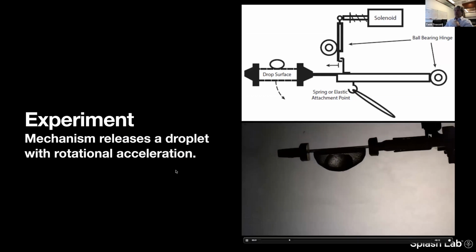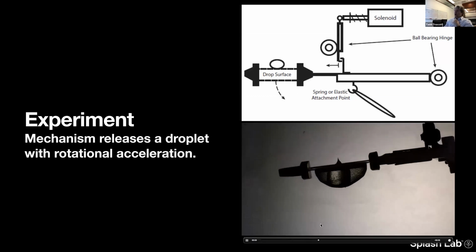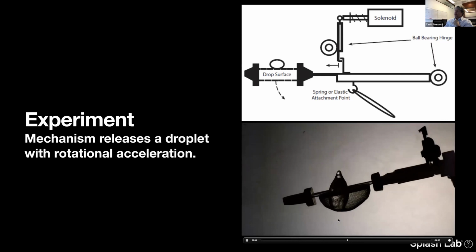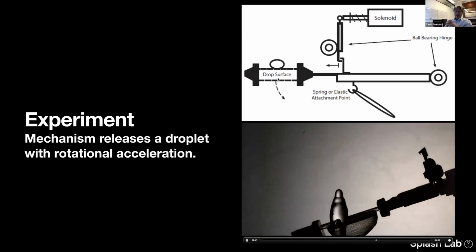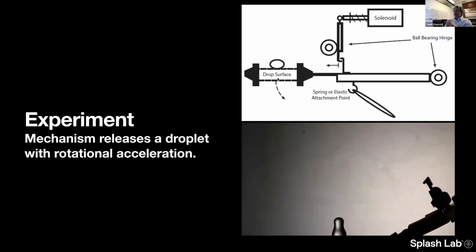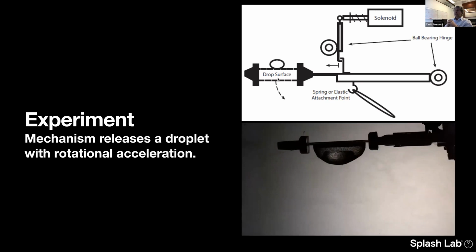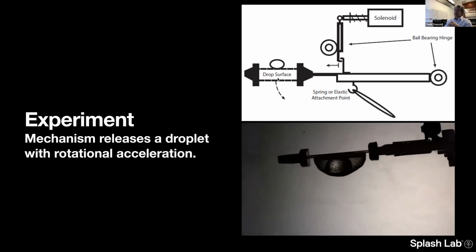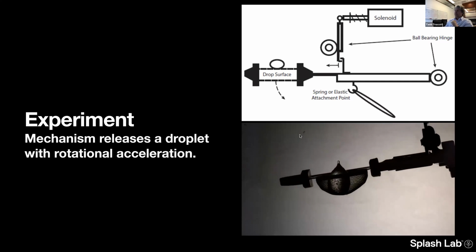Okay, so here's how the experiment works for these larger droplets. We know we need a different kind of surface to release them. We can't release them from a needle because the capillary length has been exceeded, and so the needle won't be able to hold that much fluid. So we have to put them on a surface and release them.